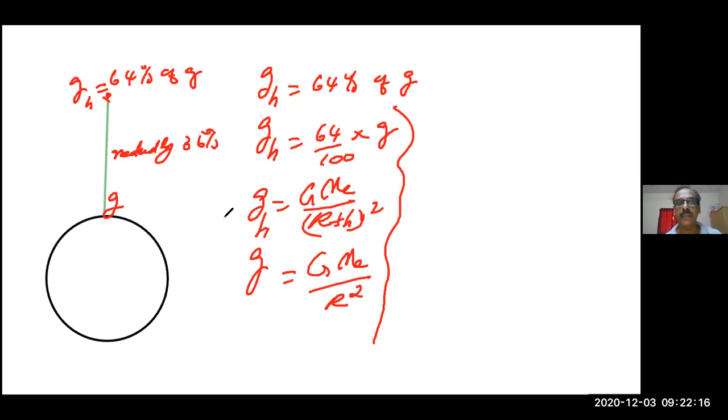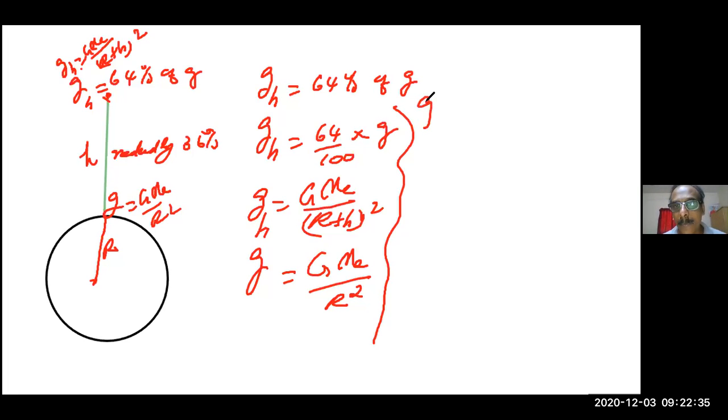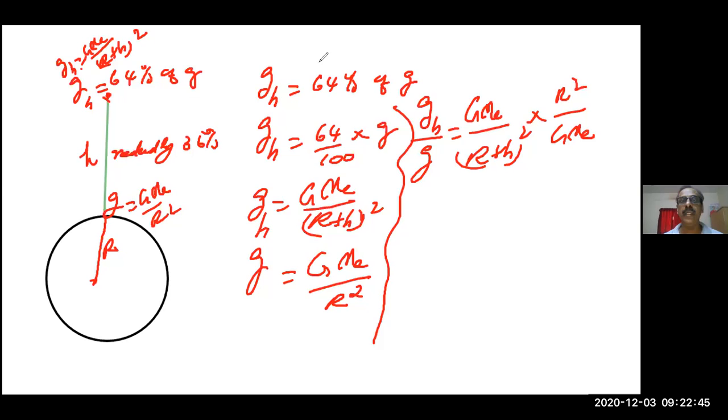Any doubt? G on the surface is G ME by R squared. R means this distance. This is the height. So here GH is equal to G ME divided by R plus H whole square. This value is 64% of G, given. Can I continue? GH by G is equal to, divide again, G ME divided by R plus H whole squared into R squared by G ME.